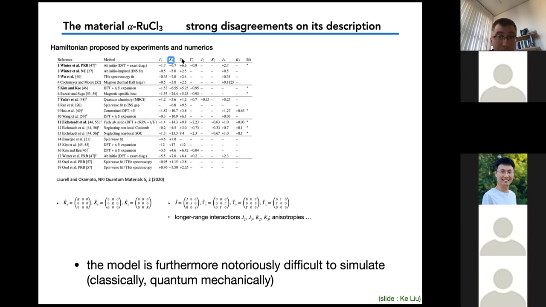So the gamma interaction that I mentioned before, whereas the Kitaev K can be thought of in spin space as a matrix which has one entry on the diagonal, the gamma X has two entries on Y and Z, for instance, and the Y on X and Z. And there is kind of agreement that gamma is present and is substantial, probably more important than J. Furthermore, the model is extremely difficult to simulate, both classically and quantum mechanically, of course. Different methods give often different results, and we are at the limits of what one can do there.